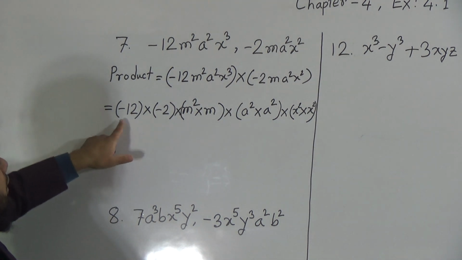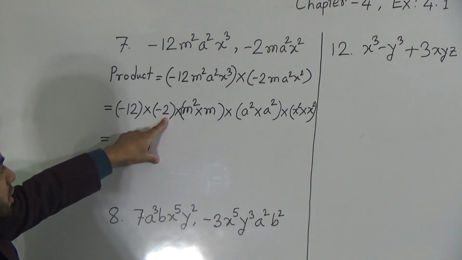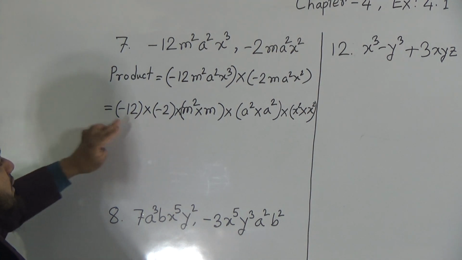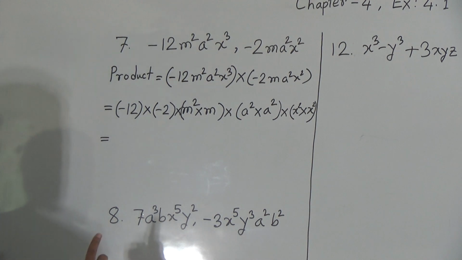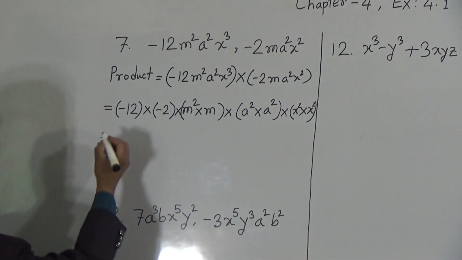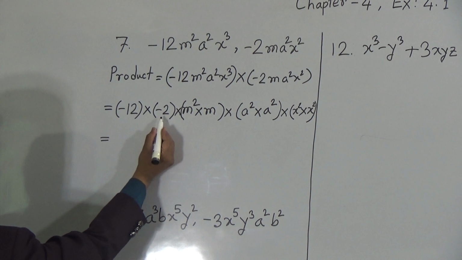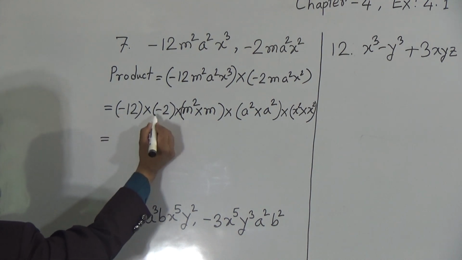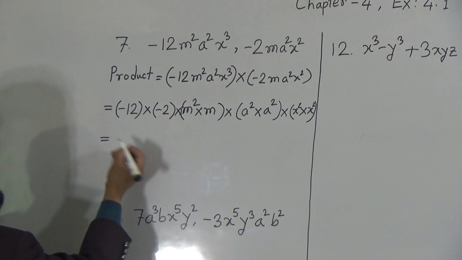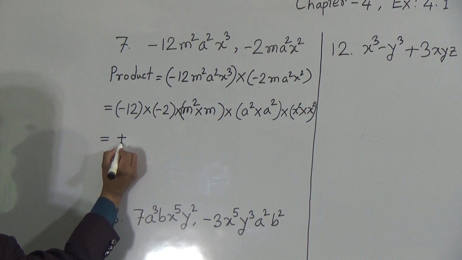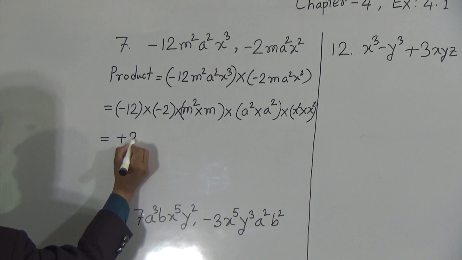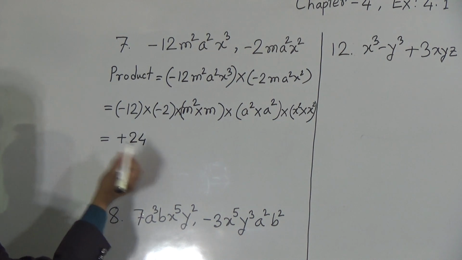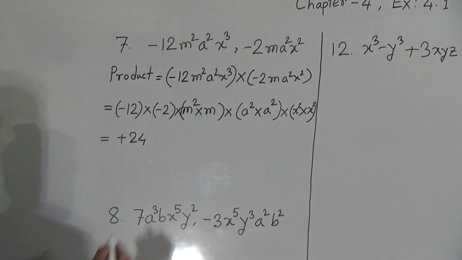Now minus 12 and minus 2 need to be multiplied. Both numbers have the same sign. In the previous lecture I discussed it: when we multiply two numbers that have the same sign, that means 12 has a minus sign and 2 also has a minus sign, we will get a positive number. 12 twos are 24. So plus 24 will be our required answer.